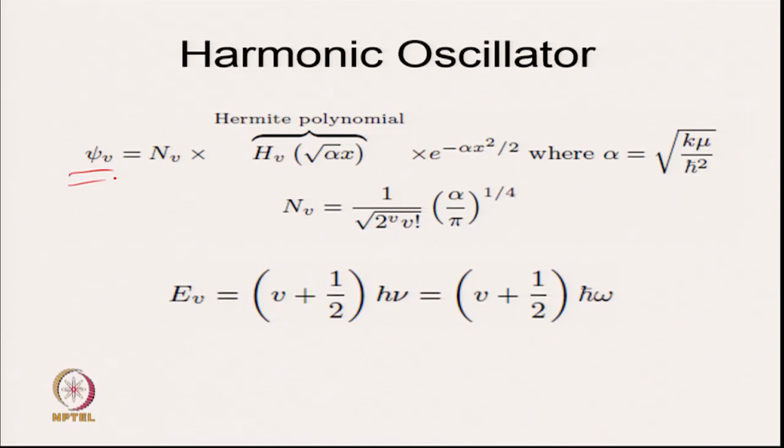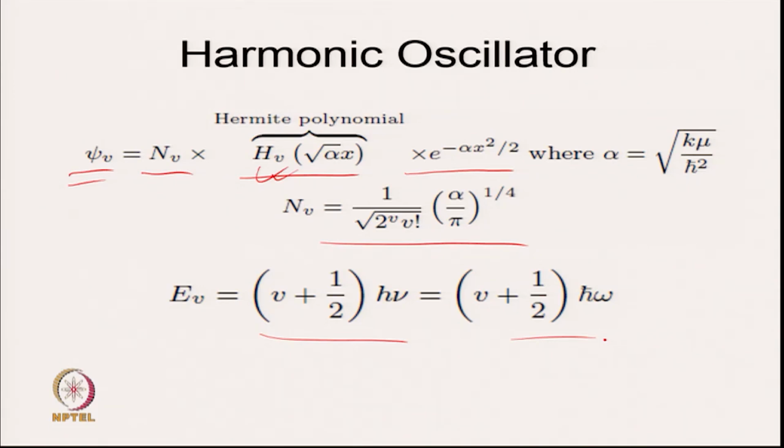So, what we have seen right now is that your psi, the solution of the Schrodinger equation for the vibrating system, is given by N_V into H_V into exponential minus alpha x square by 2. That is what I just talked about. This H_V is called your Hermite polynomial, and N_V is your normalization factor, and E_V will be given by V plus half h nu, or V plus half h bar omega.